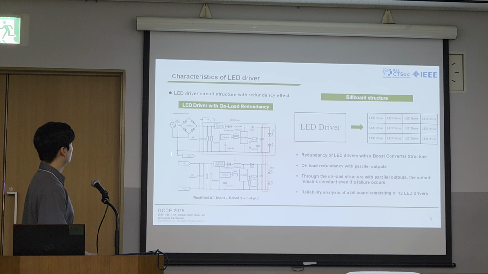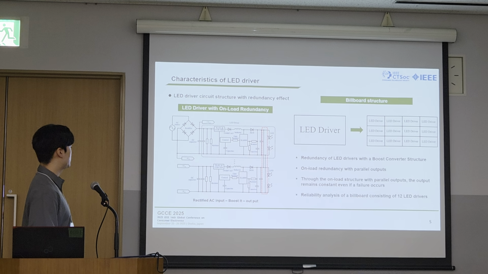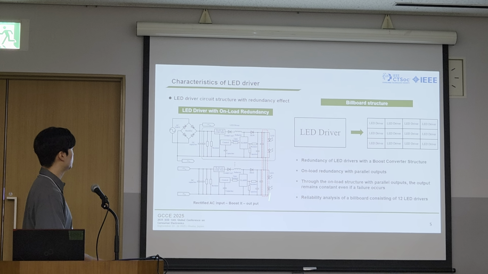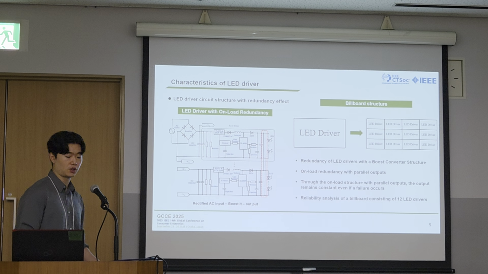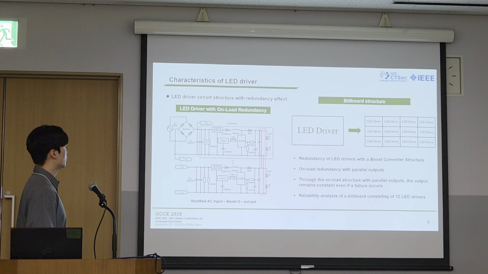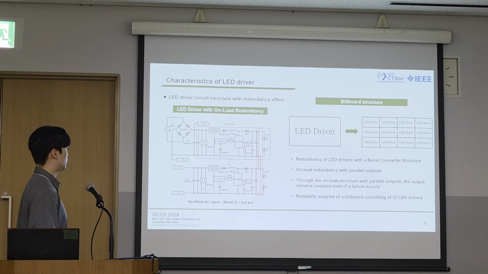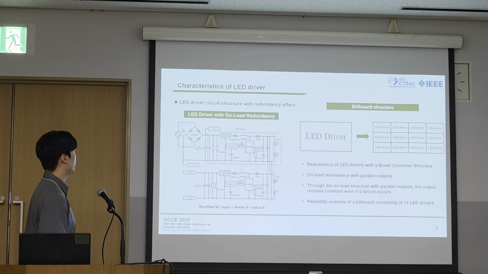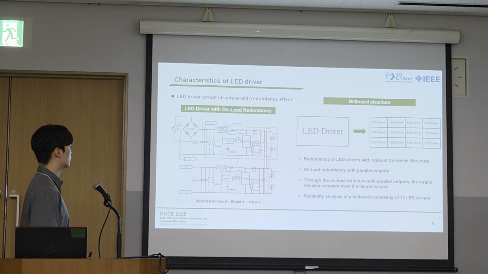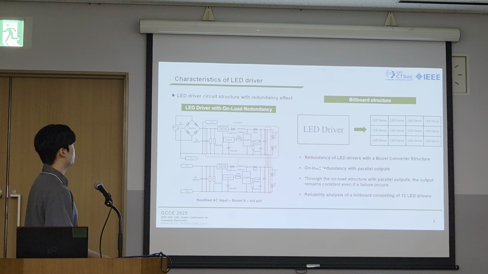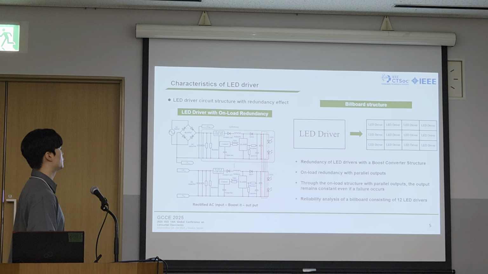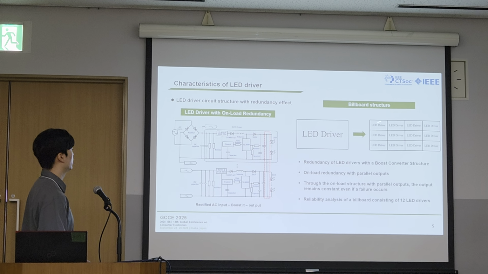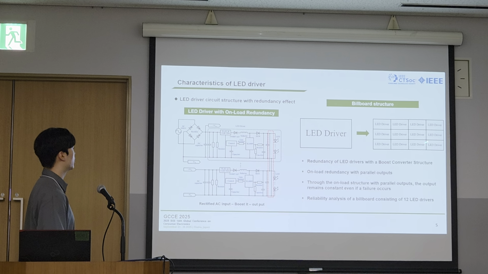First, it receives the rectified AC input voltage, boosts it, and outputs it to the LED string. We assume this structure uses on-load redundancy, and through the on-load structure with parallel output, the output remains constant even if a failure occurs. And the figure on the right shows the billboard structure that we analyzed. It consists of 12 LED drivers, 4x3.